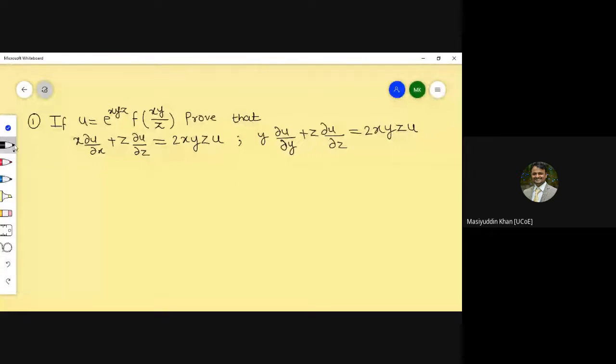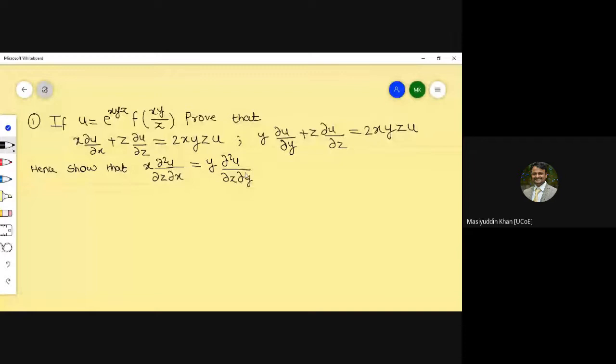So one more proof is given, hence, so that x into dou square u by dou z dou x is equal to y into dou square u by dou z dou y.